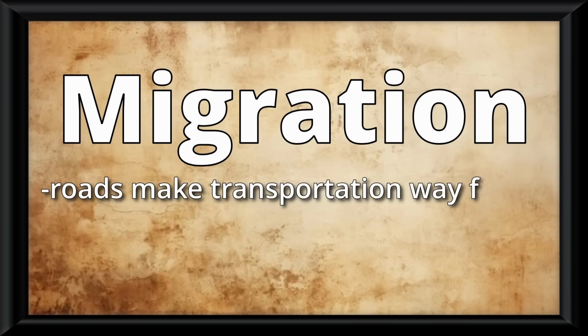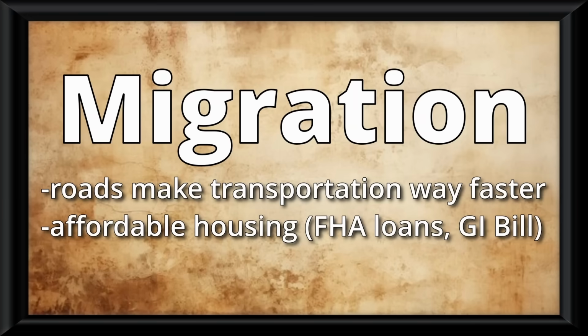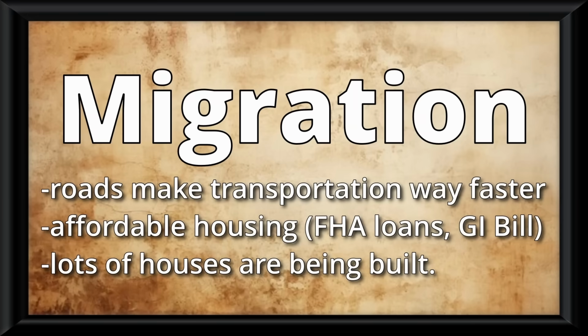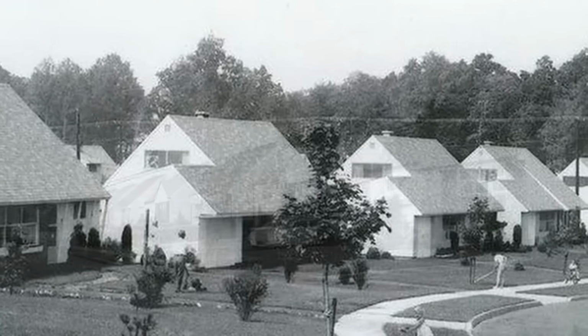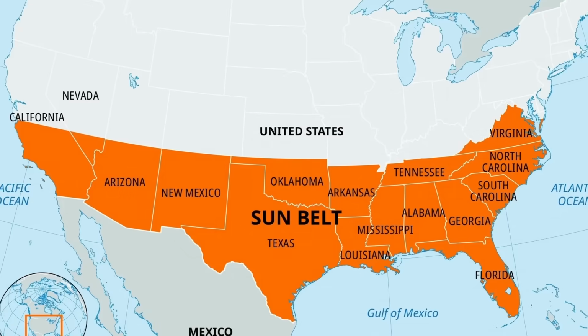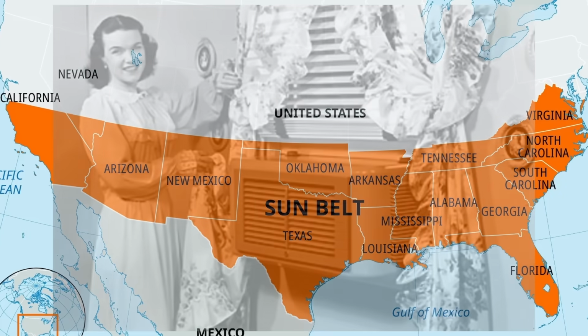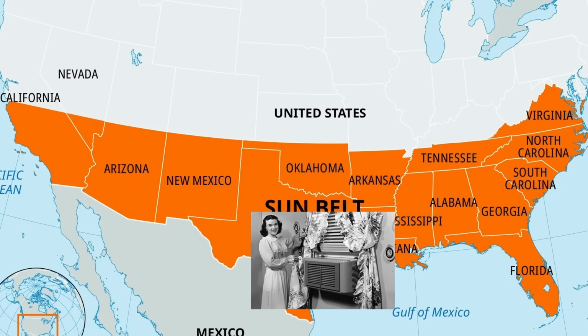Roads make transportation way faster, there is affordable housing with FHA loans and the GI Bill, and also lots of houses are being built. The thing I want to reference here is mass-produced neighborhoods full of houses that look the exact same, which was very common in this time period, known as a Levittown. A good area where people migrated to was the Sun Belt, all because of the recently invented air conditioning, which made living in this hot region more plausible.